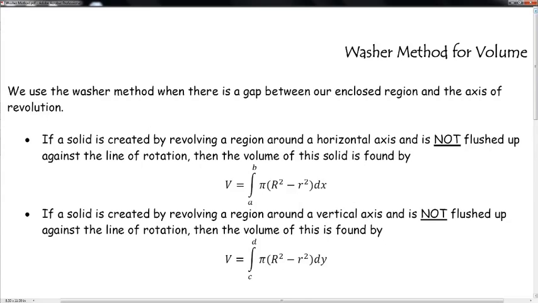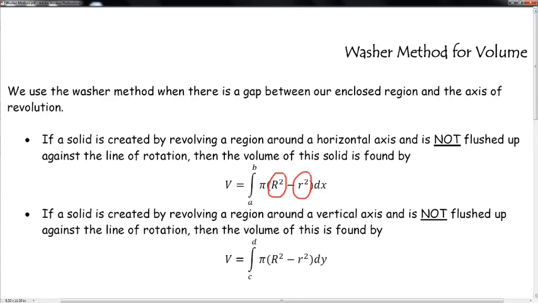If a solid is created by revolving a region around a horizontal axis, it is not flushed up against the line of rotation, the volume of the solid is found by... And so we're going to square our R's, our radius, and subtract them from each other. So these are going to be your two functions.